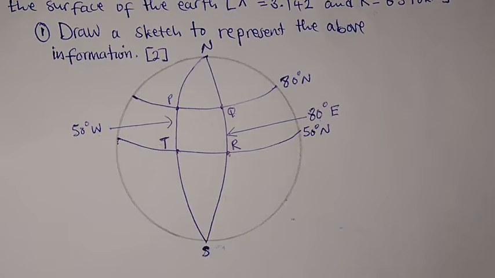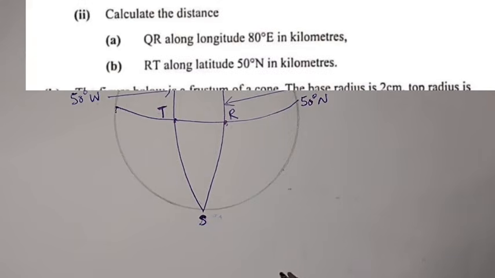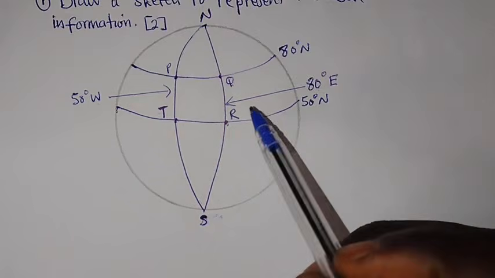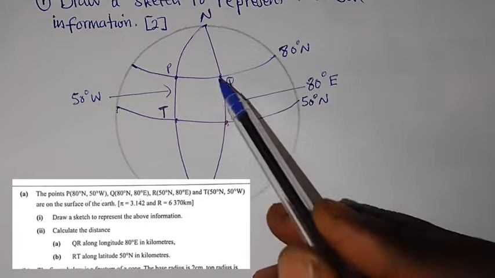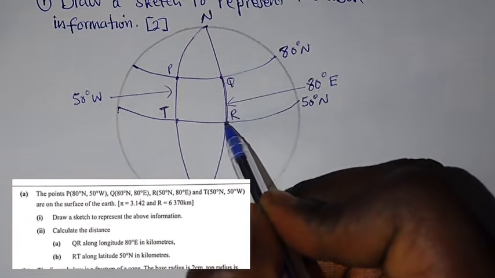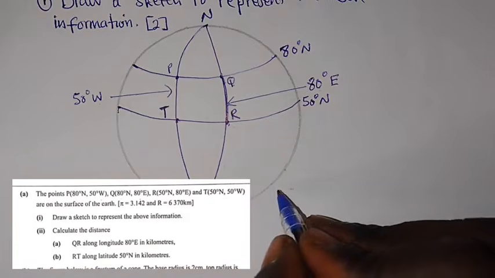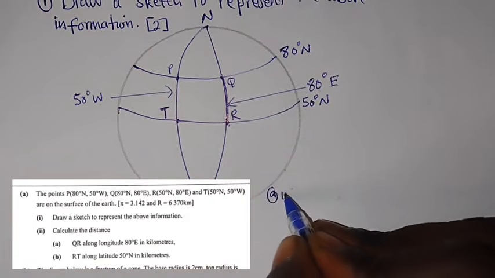So let us now look at our question 2. All right, so now we can look at our question A2. Our question A2 reads, calculate the distance QR along longitude 80 degrees east. So they want us to find the distance QR. You can see this Q and R, they are sharing the same what? Longitude. So this is the distance they want us to calculate. Okay, so this is our question A2.